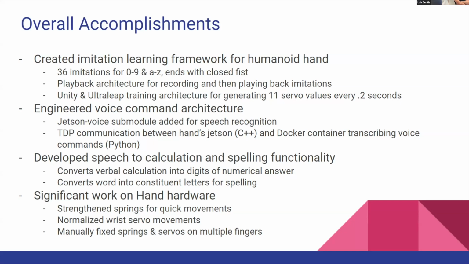And Ultraleap is a software that records joint trajectories or servo trajectories? It's what our hand tracker is using. Okay, there's a hand tracker, the camera. That was the same as last semester, where it was mirroring the motion. Okay.